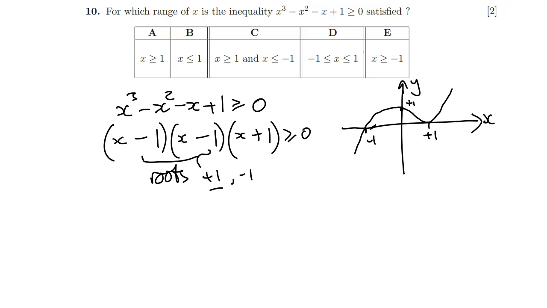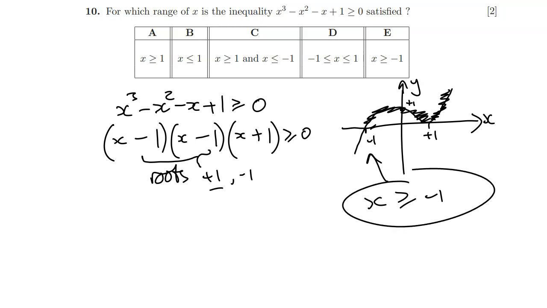So then we're looking for where the solutions are greater than or equal to 0, which is here and here. So as you can see on the graph, this is any value where x is greater than or equal to this minus 1 here. So the answer is E.